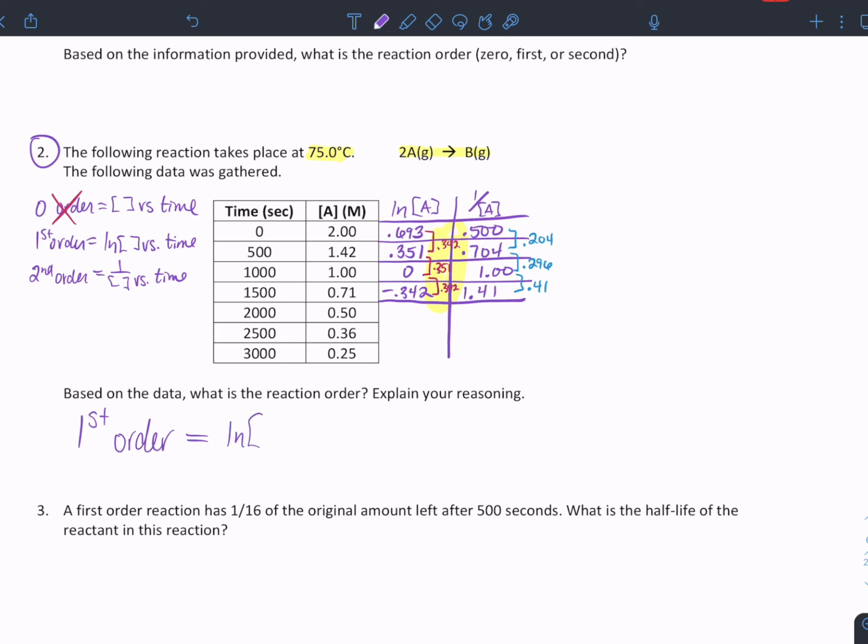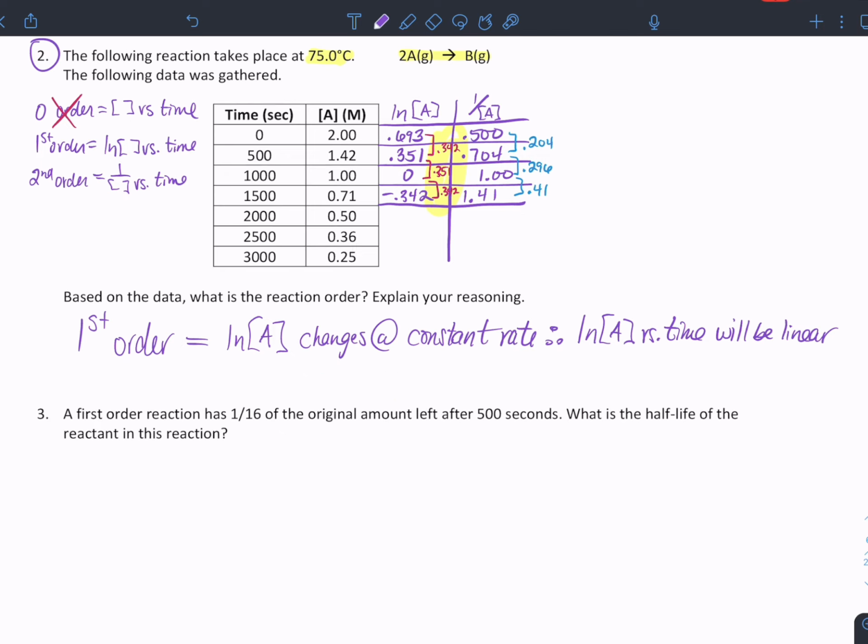That's going to be natural log of concentration changes at a constant rate. Therefore, ln of A versus time will be linear. Okay, great. So that's one type of problem that you're going to be asked to do with integrated rate law, using data to figure out the order.